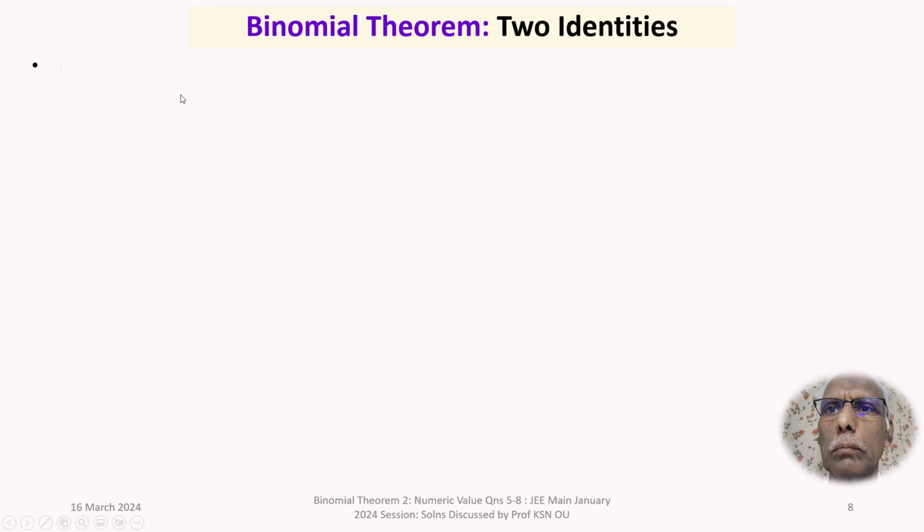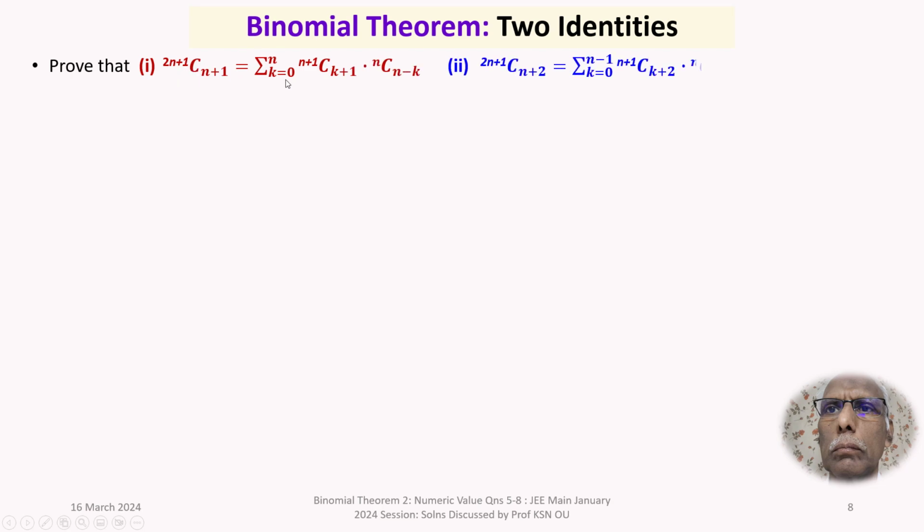The first identity is, prove that, 2n plus 1 Cn plus 1 is equal to sigma k equal to 0 to n plus 1 Ck plus 1 multiplied by nCn minus k. The second one is 2n plus 1 Cn plus 2 is equal to sigma k equal to 0 to n minus 1 multiplied by n plus 1 Ck plus 2 multiplied by nCn minus k. Agreed.